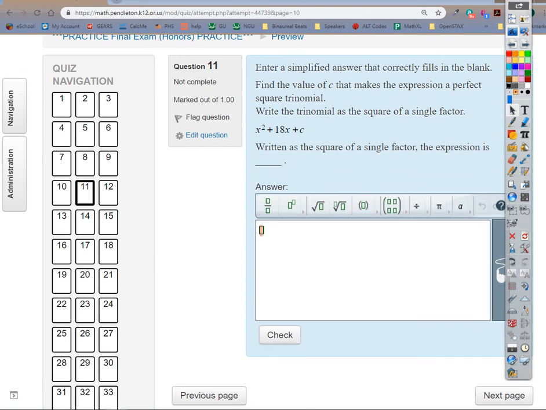Okay, what about this one? It says find the value of c. Well, what's it going to be? 81. Oh, hang on though, this is different. I almost didn't read the directions. On the last one, it just wanted the value of c. On this one, it wants you to write the trinomial as the square of a single factor. So we want to write it as something squared. What's that going to be? x plus 9 squared. That's what they're looking for as your answer. So make sure you're reading the directions carefully, okay?